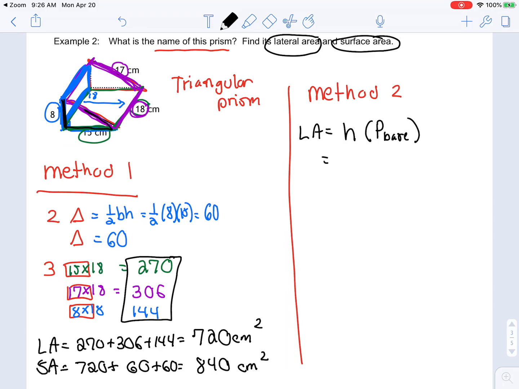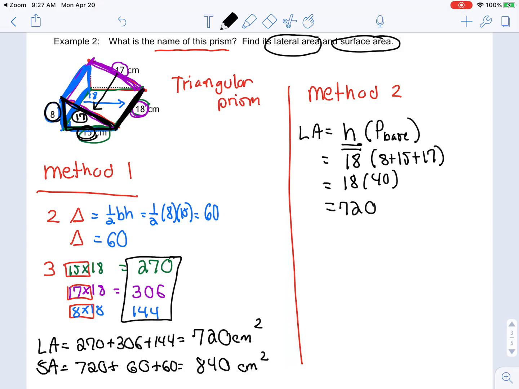Okay, so we'll start with identifying the base. The base, remember, we said was this right triangle. And the perimeter of that base would be adding together the 8, the 15, and then this third side was that 17. So we'll start with adding the perimeter, 8 plus 15 plus 17. Now the height of the prism, remember, is the distance between the bases. So the height of my prism is 18. And if I add 8 plus 15 plus 17, that's going to give me 40. And when I multiply that by 18, that's going to again give me that 720 centimeters squared.